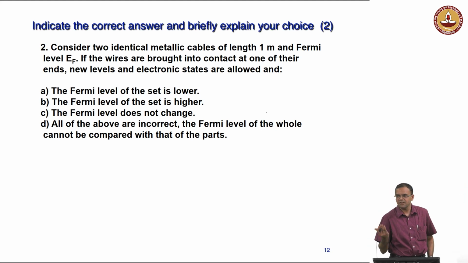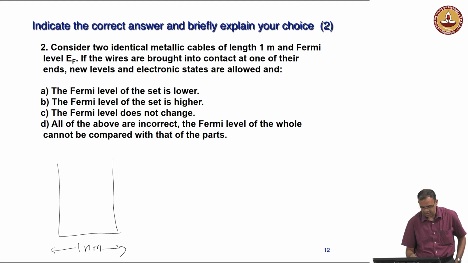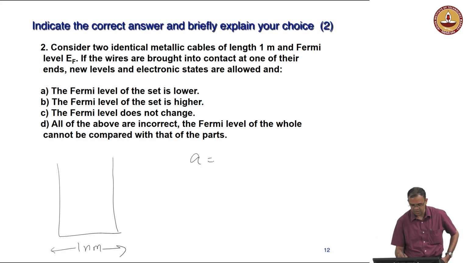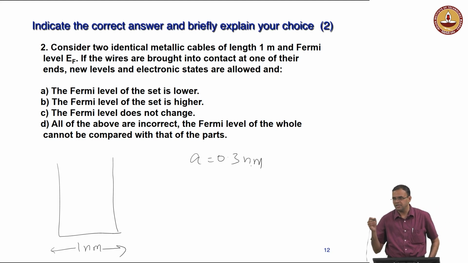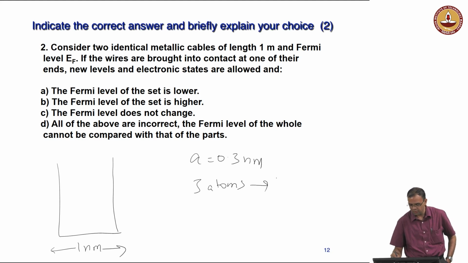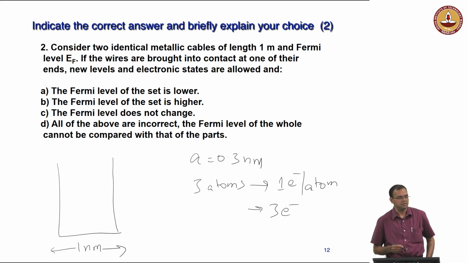So the question is, what is the Fermi level now? If I have 1 nanometer, what exactly is the Fermi level? So the way I would argue is, let's say I have a box that's 1 nanometer in length. Typically, if I have a metal, we say 0.3 nanometers is the spacing. So a is say 0.3 nanometers. So I'm going to assume that my box has 3 atoms. Each atom is going to give me 1 electron, assuming a valency of 1. So I have 3 electrons.